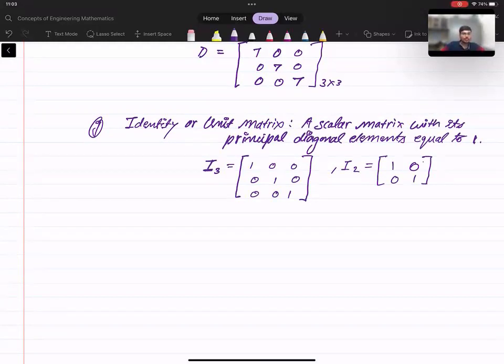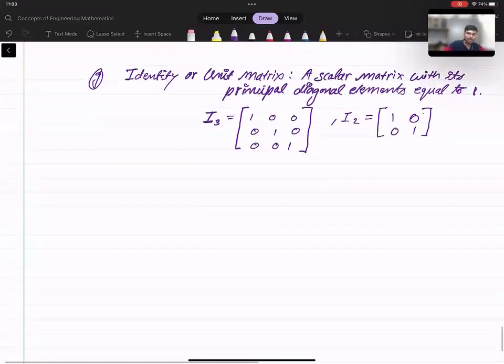Next we have transpose of a matrix. Basically it is not a type of matrix, but we can put it here. It will basically be used to define some other forms or types. So we have now transpose of a matrix.